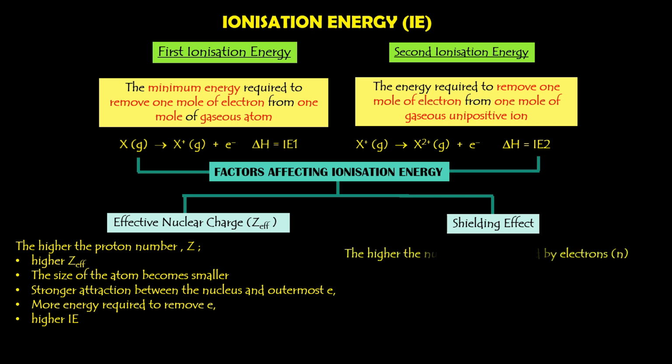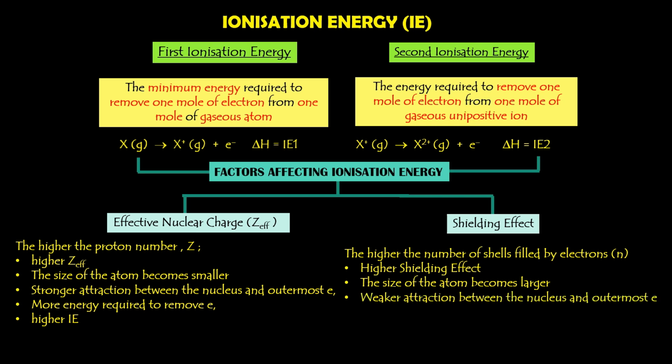For shielding effect, as the number of shells filled by electrons n increases, the shielding effect also increases. The size of the atoms becomes larger as the attraction between the nucleus and the outermost electrons becomes weaker. Less energy is required to remove the electrons. Therefore, the ionization energy decreases.